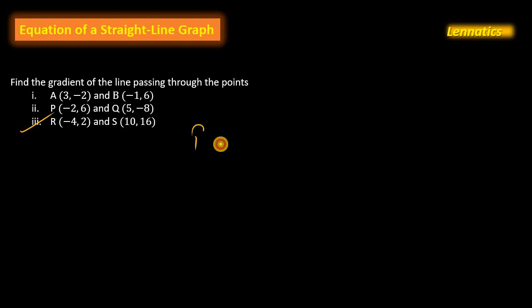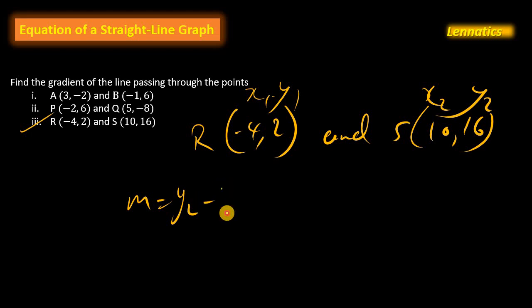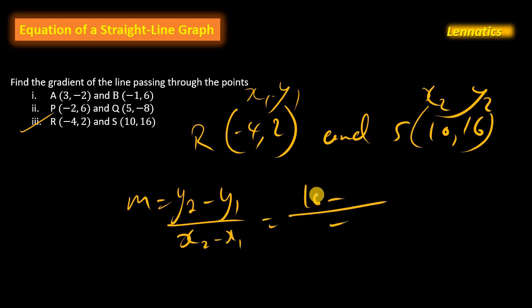Right, so we have R, negative 4, 2. We have S being 10, 16. Of course, we want to label xy, xy. These are 1s, these are the 2s. So using the formula for the gradient, we have y2 minus y1 over x2 minus x1. And y2 is 16, y1 is 2, x2 is 10, x1 is negative 4.